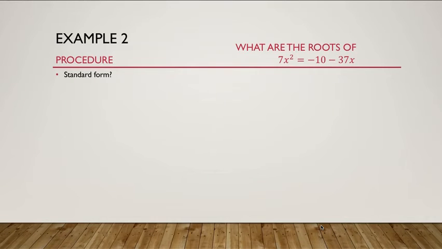So the first thing we need to say is, is this in standard form? Well, I know that standard form is ax squared plus bx plus c equal to 0 for a quadratic. So I notice that this is not in standard form because this equal sign is in the middle, and over here, those aren't even in the right order anyways. So I need to get this into standard form.